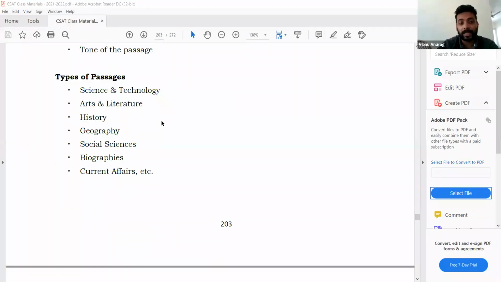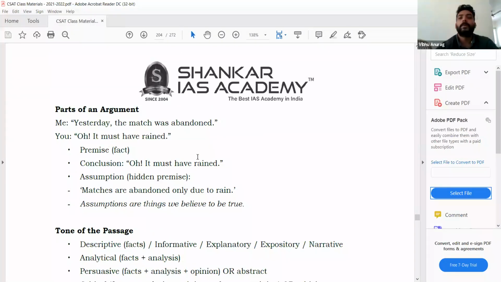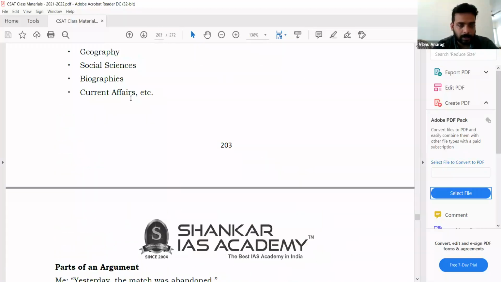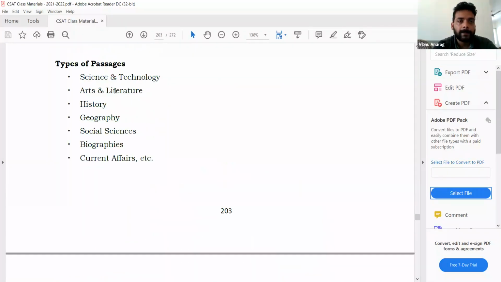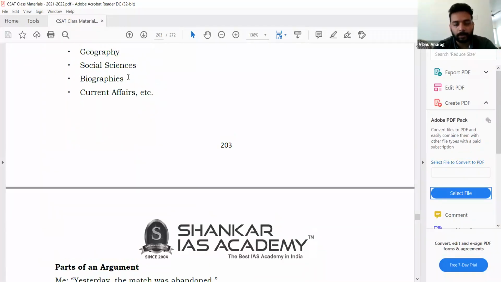So these are your various types of passages from which questions will be asked. Now, before we begin passages, I want to explain to you some basics about conclusions and assumptions. See, I'll give a very simple example to explain the basics of a conclusion.